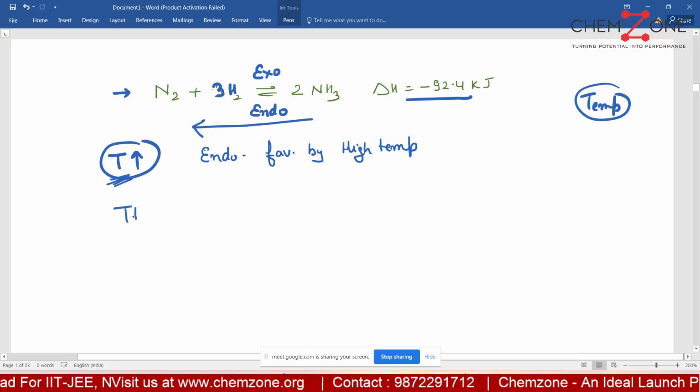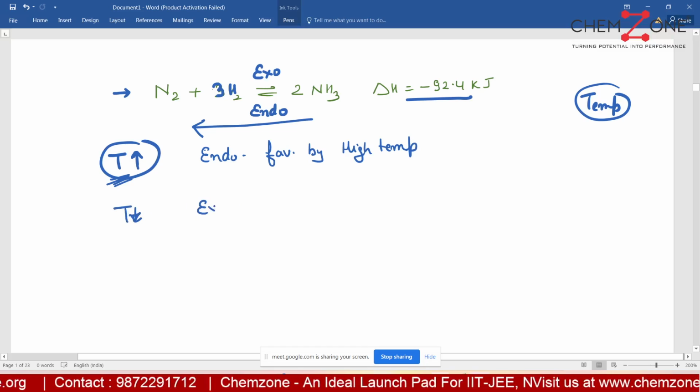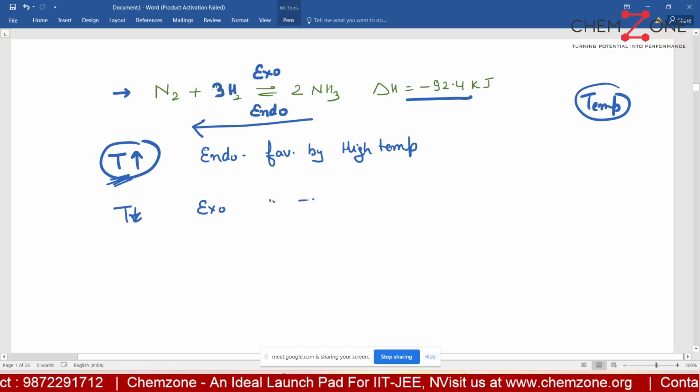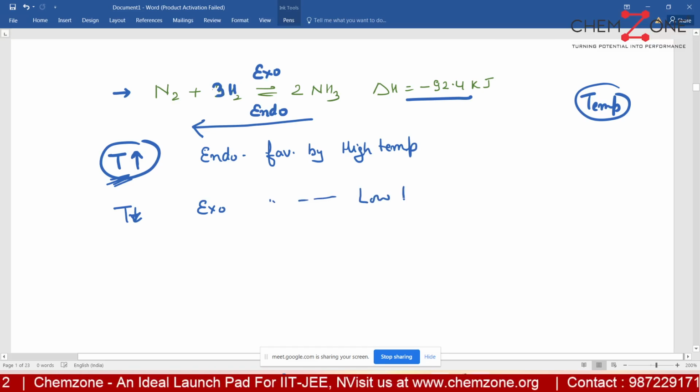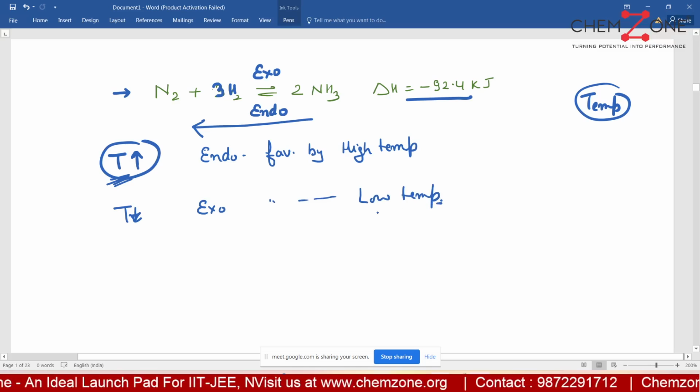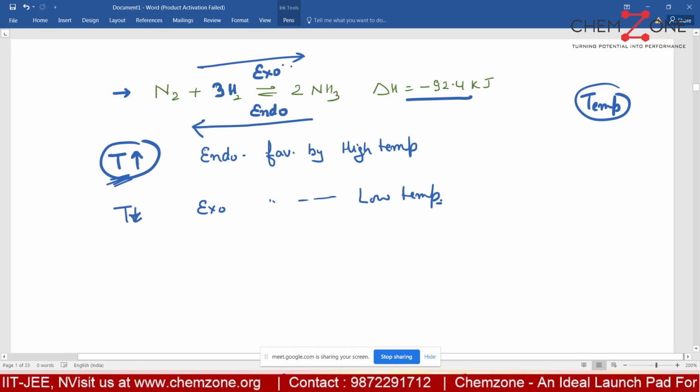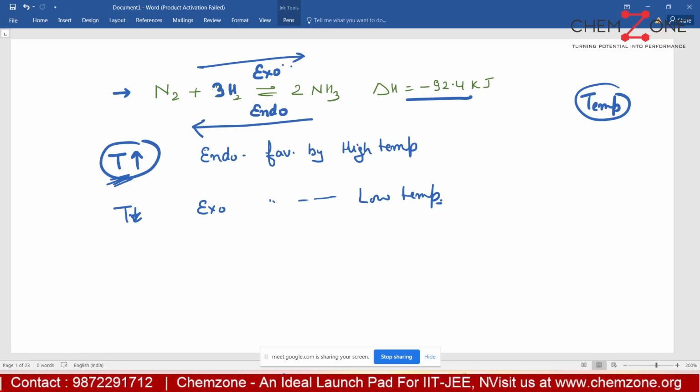Similarly, if I decrease the temperature, the temperature will not decrease. The system will produce energy. It means the exothermic reactions are favored by low temperature. So in that case, the reaction will go in the forward direction. Am I clear?